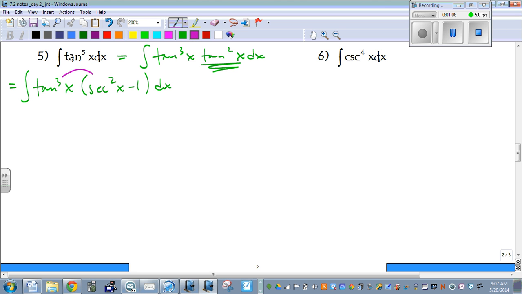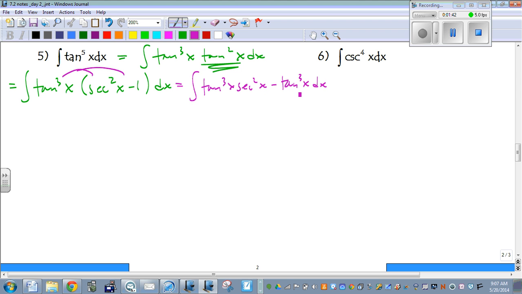From here, we're going to go ahead and distribute this. We get tangent cubed of x times secant squared of x minus tangent cubed of x. Well, we've got two parts now. This first part, we can actually find the antiderivative of using u substitution, because what's the derivative of tangent? Secant squared, right? So if we made tangent our u, we'd get u cubed times this would be part of our du, right? So we'd be able to do that.